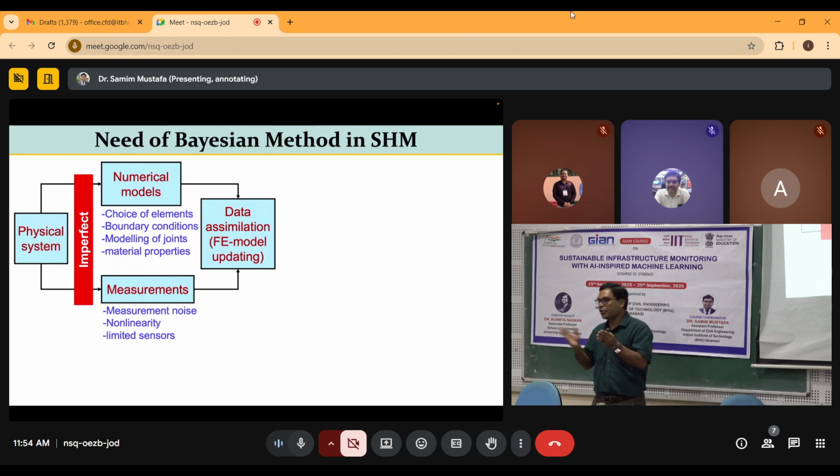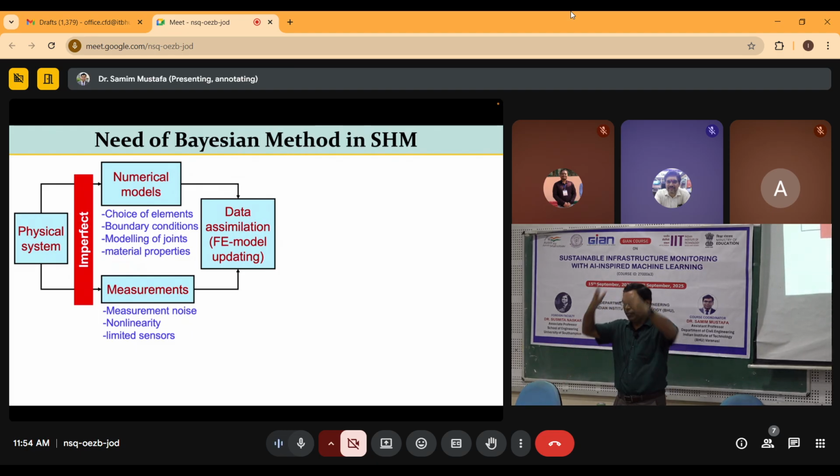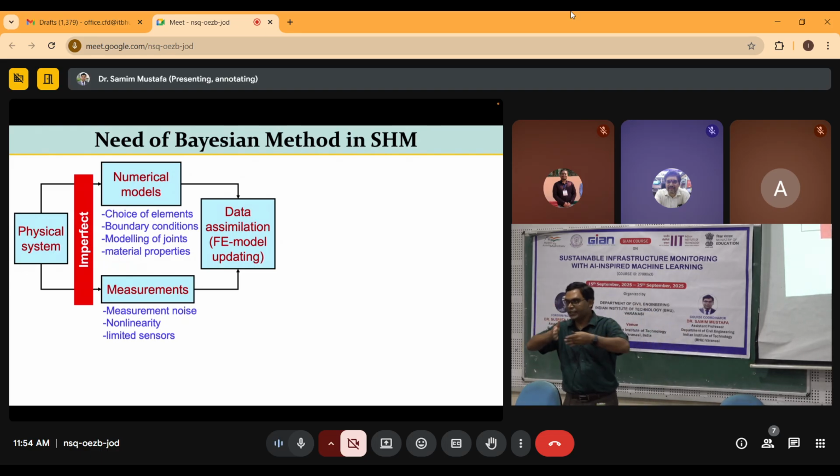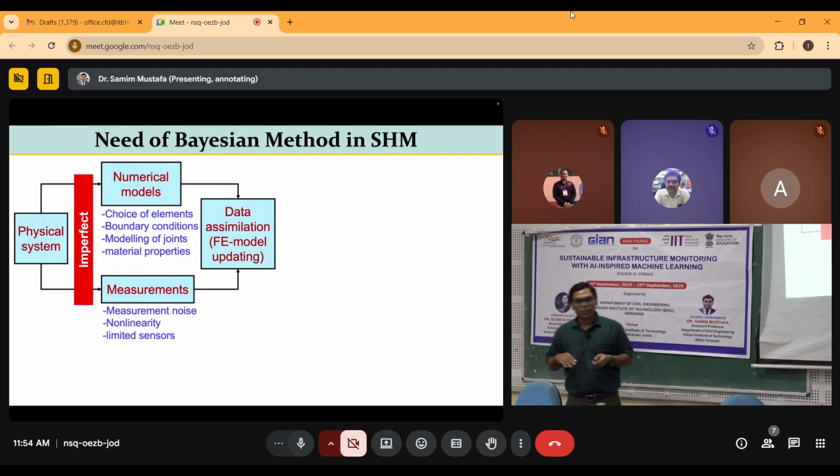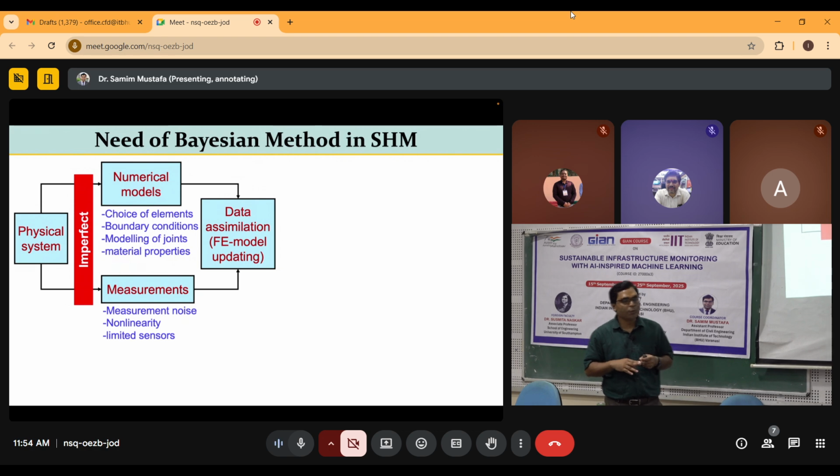Okay, suppose least square method you are using. You are just minimizing the error but not able to quantify. But if you use the probabilistic method, you see there is a mean, there is a standard deviation. So you can quantify that much variation is there. So this is the mean and this is the deviation. So this can be done, this finite element model updating and incorporating all the measurement and modeling error using the Bayesian probabilistic method.